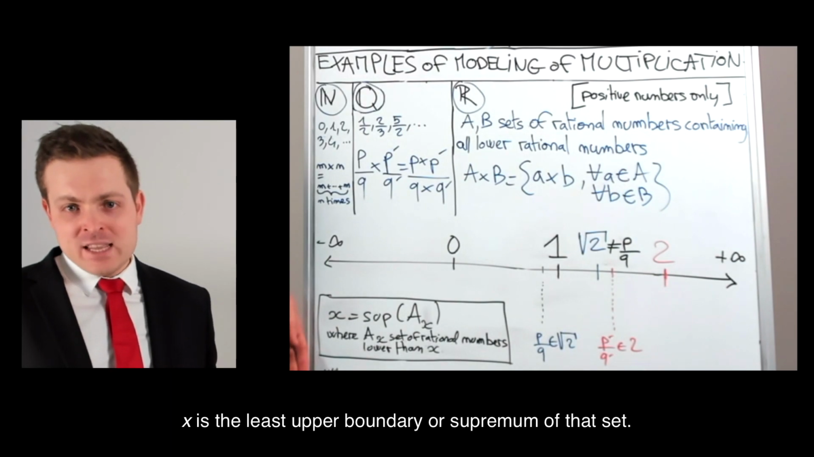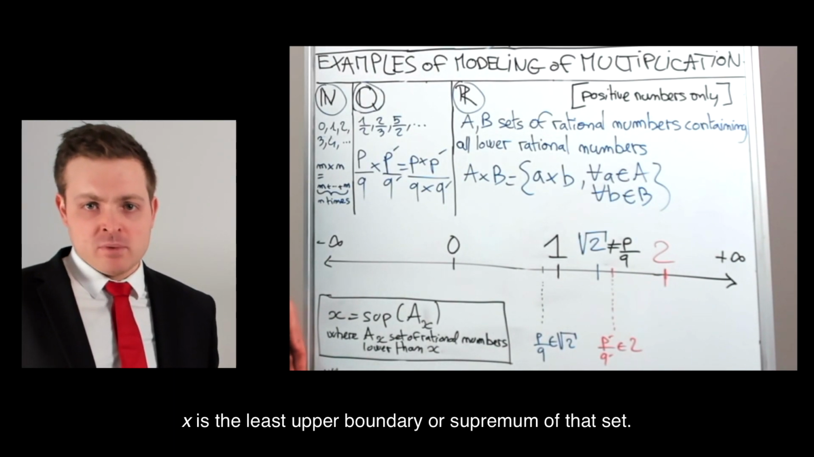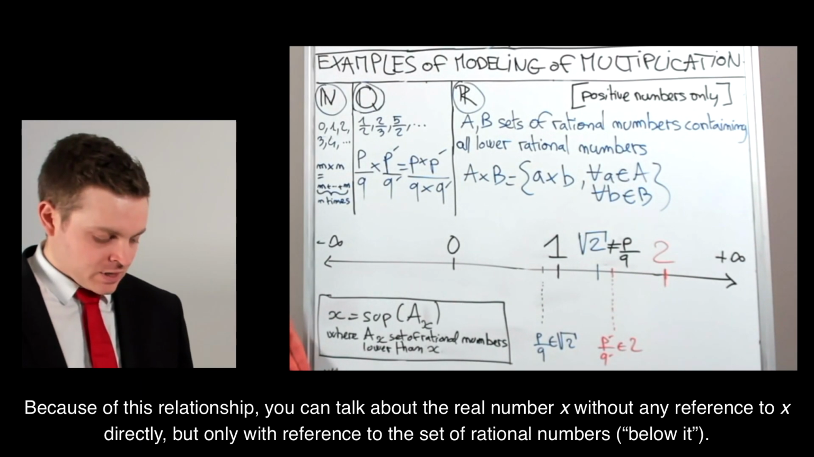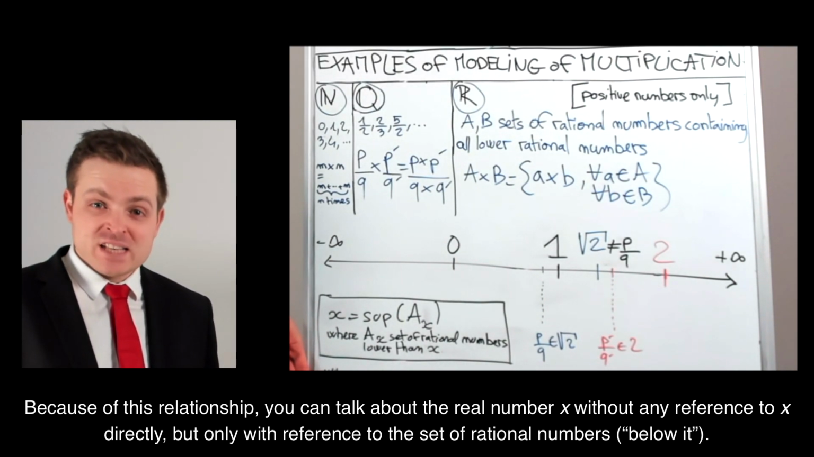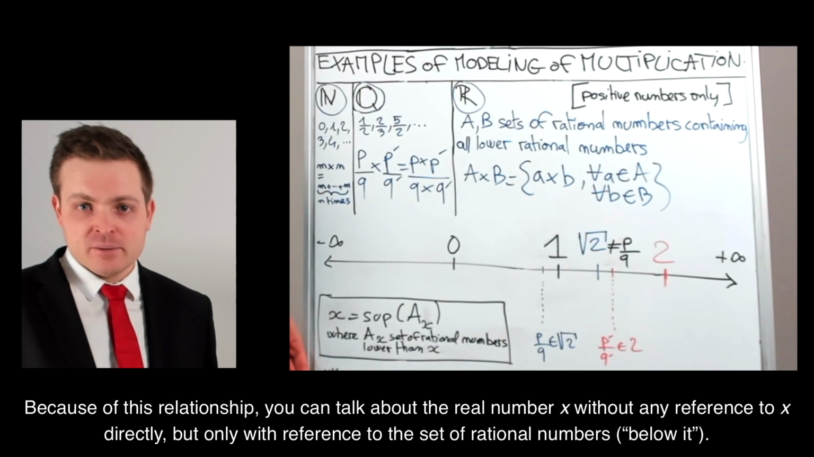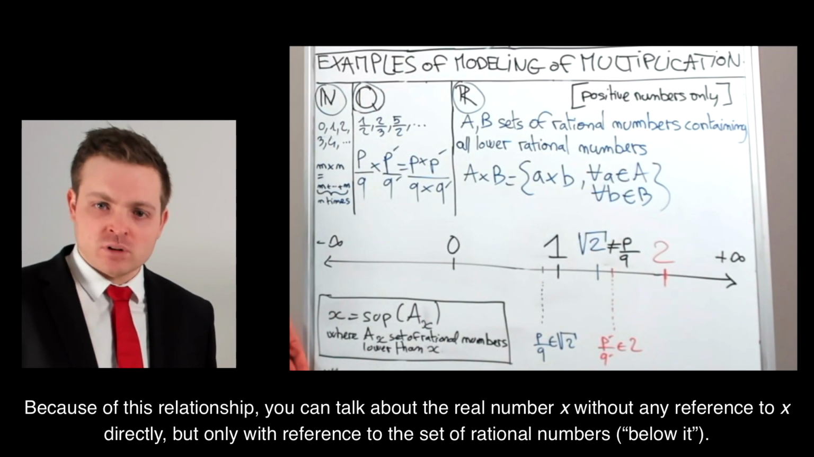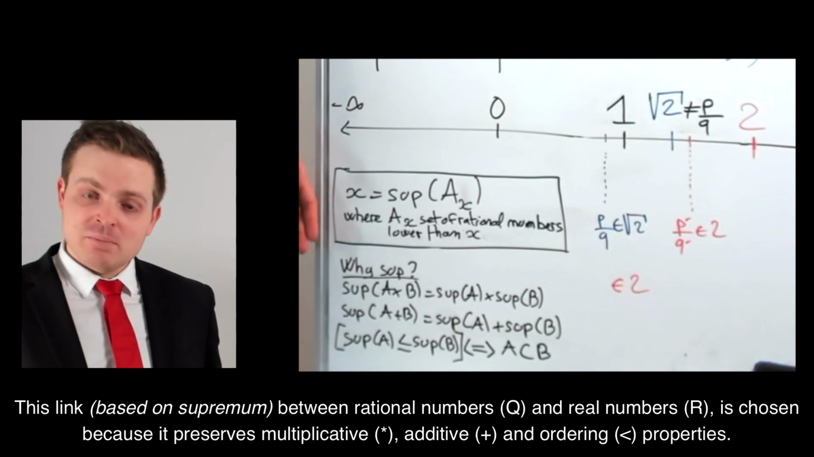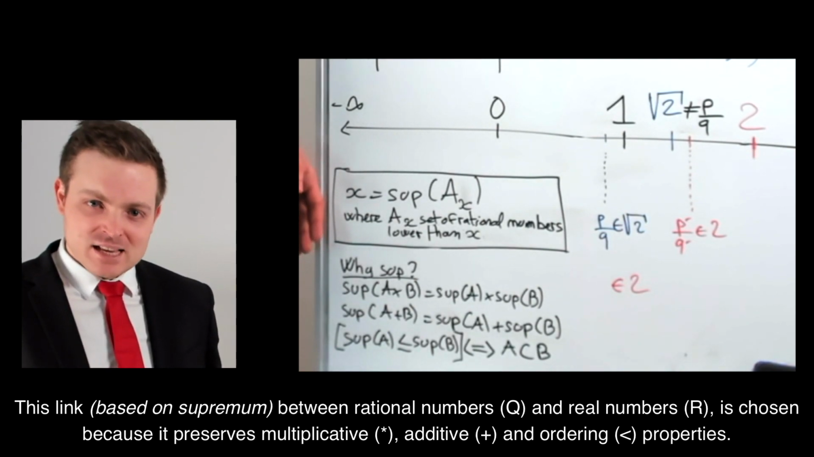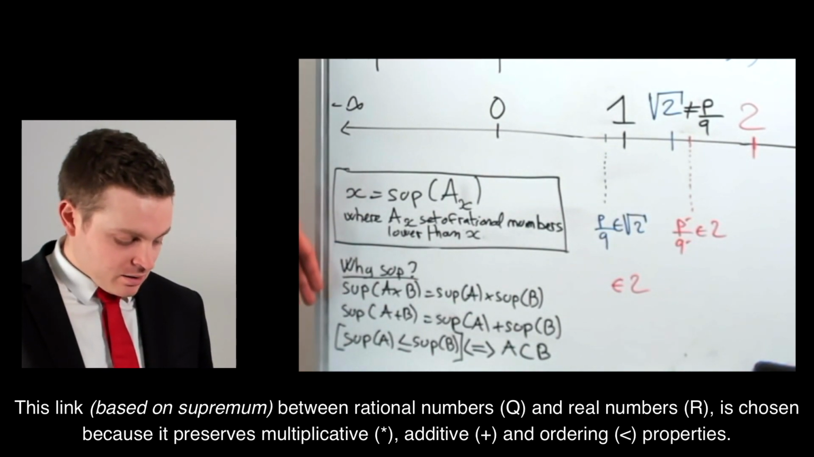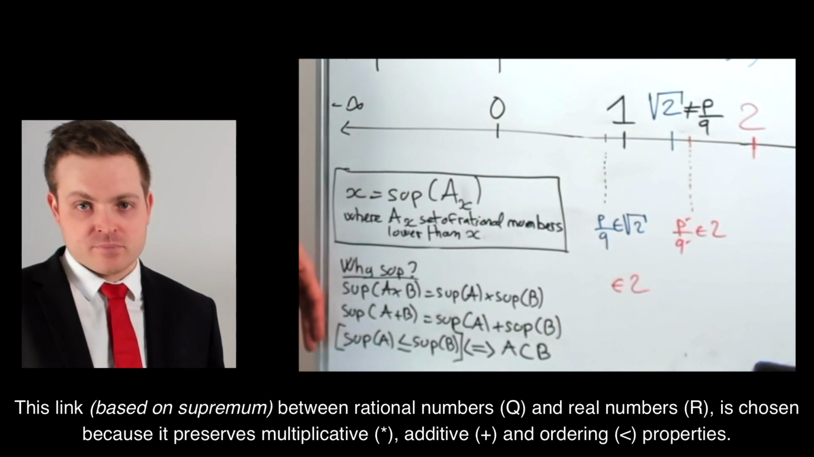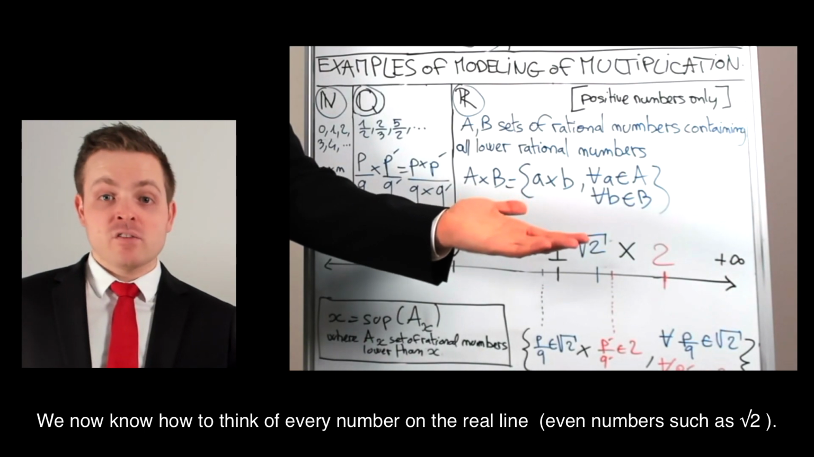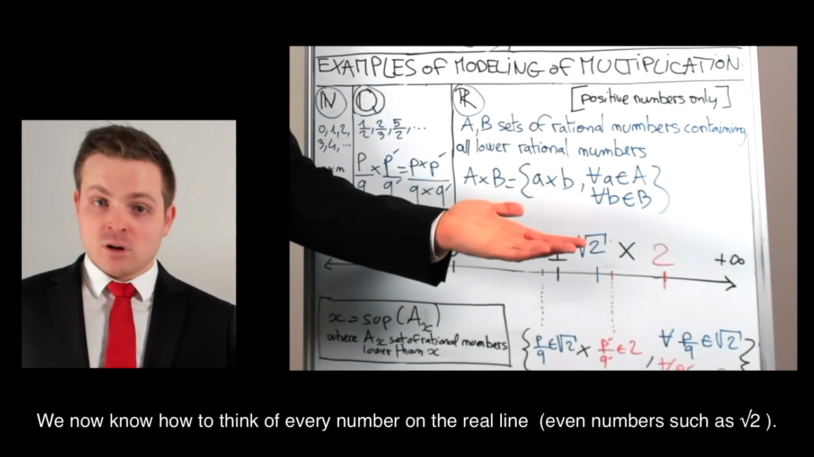X is the least upper bound, or supremum, of that set. Because of this relationship, you can talk about the real number x without any reference to x directly, but only with reference to the set of rational numbers. This link between rational numbers and real numbers is chosen because it preserves multiplicative, additive, and ordering properties.